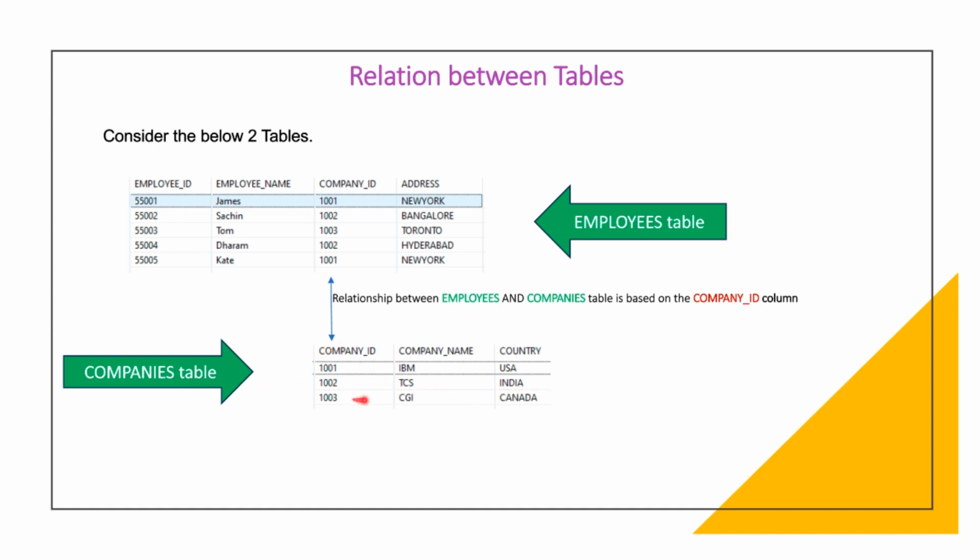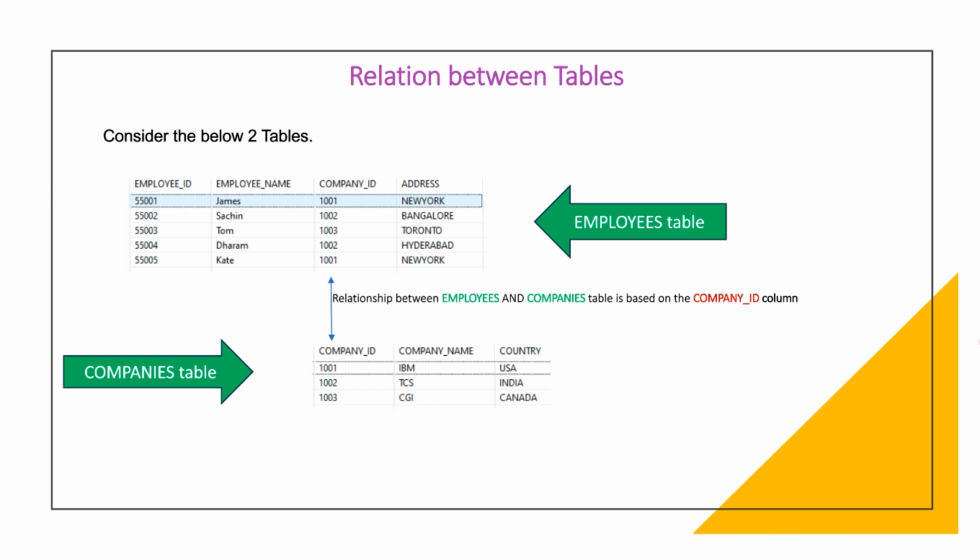You can see the company ID here. This company ID is used here in the employees table. When we are fetching the details about this employee and we refer this number to this table, then we can fetch more details like company name, address, and the country. Like these details we can fetch. So how are these tables related? Using this company ID column.